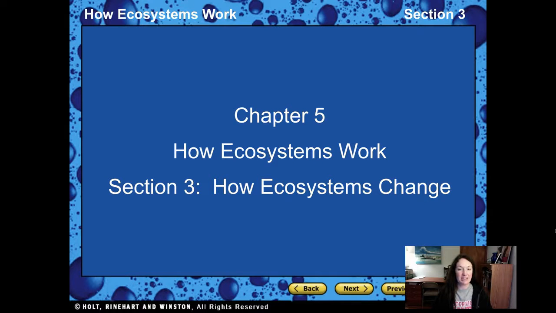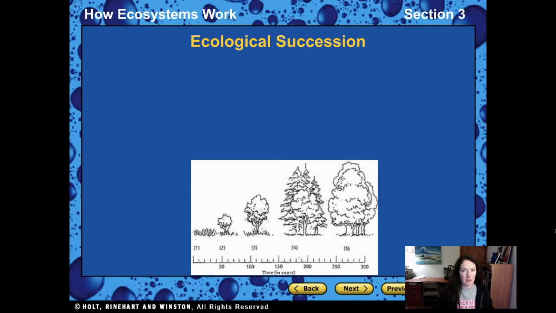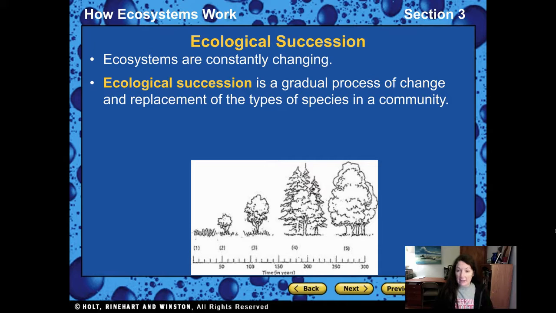This is the last section in our chapter on how ecosystems work, and it's basically talking about how species grow and change within an ecosystem over several years, hundreds of years, decades, over time. So the first process that we'll talk about is called ecological succession, and really all that is a fancy word for is the ecosystem changing. It's a gradual process, so it can take many years or even decades.